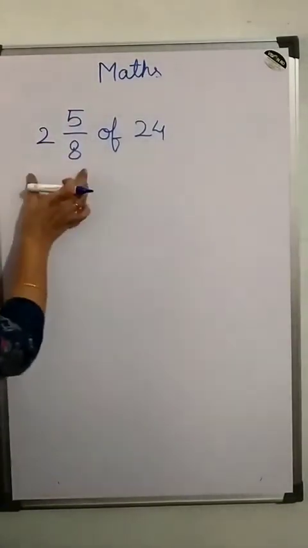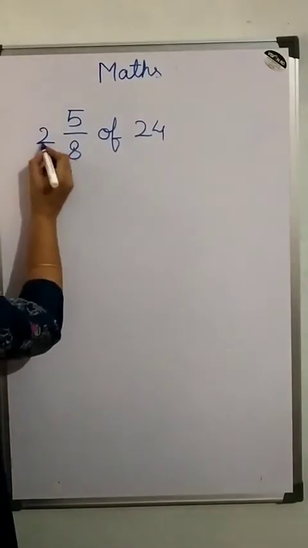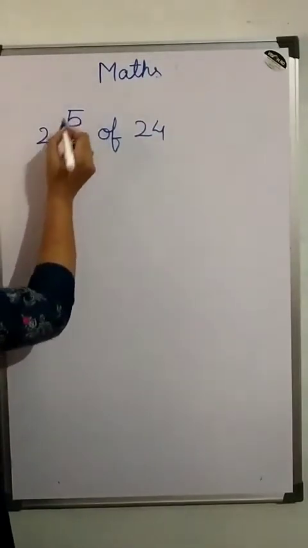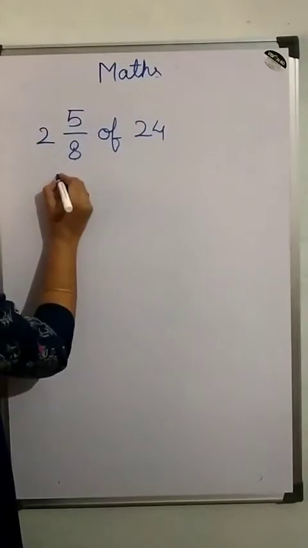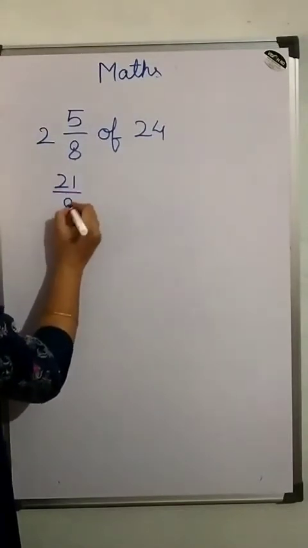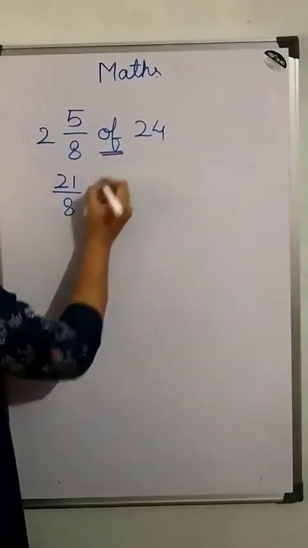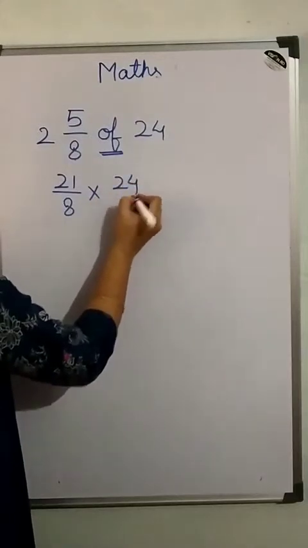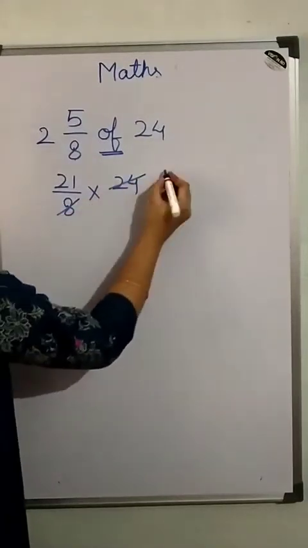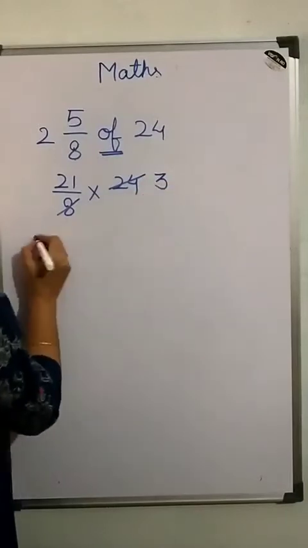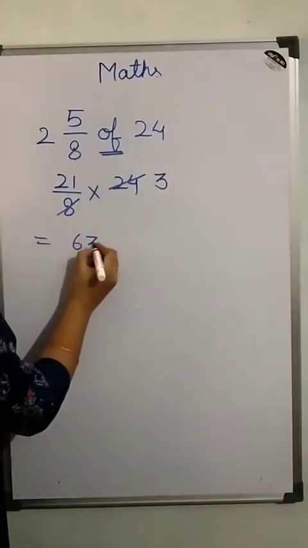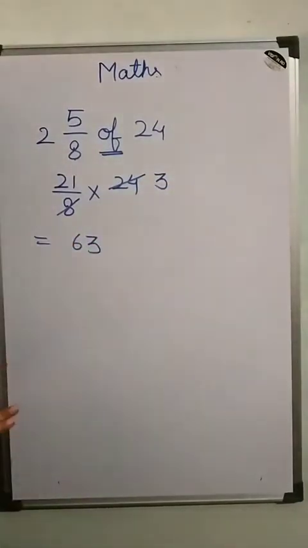The first thing is that first we multiply 8 into 2, 8 2 is 16, 16 plus 5, 21 upon 8. In place of "of" you write down multiply, and then 24. 8 3s are 24 and you multiply them, you will get 63. In this way you can solve this question.